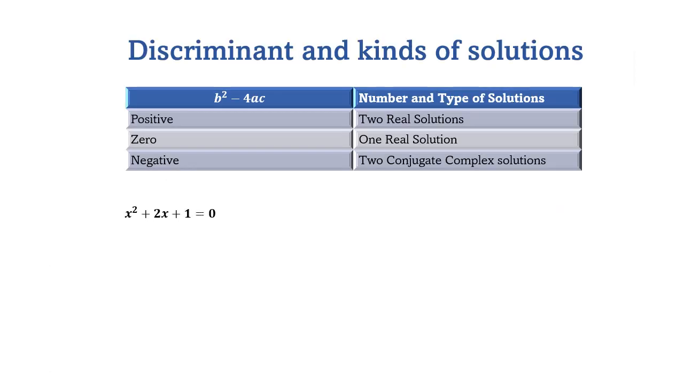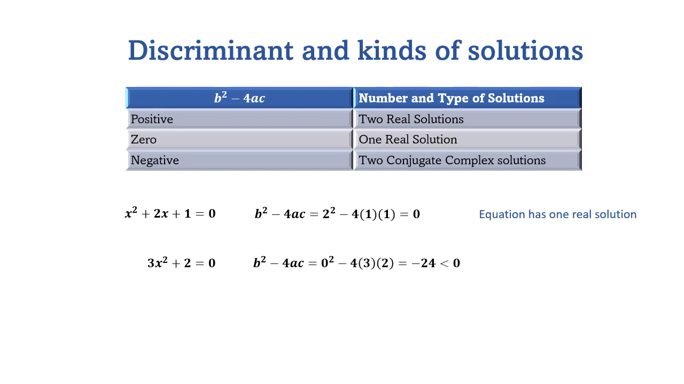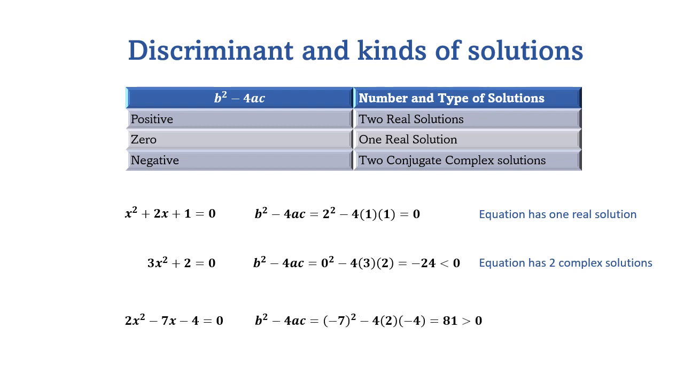So for this equation, let's see what type of solution we have. We're going to calculate the discriminant, and it's 0, it means this equation has one real solution. For this one, let's calculate the discriminant, and it was negative. It means this equation has two complex solutions. For this equation, we calculate the discriminant, and it was positive. It means this equation has two real solutions. And keep in mind, the complex solutions are conjugates, and the two real solutions are different.